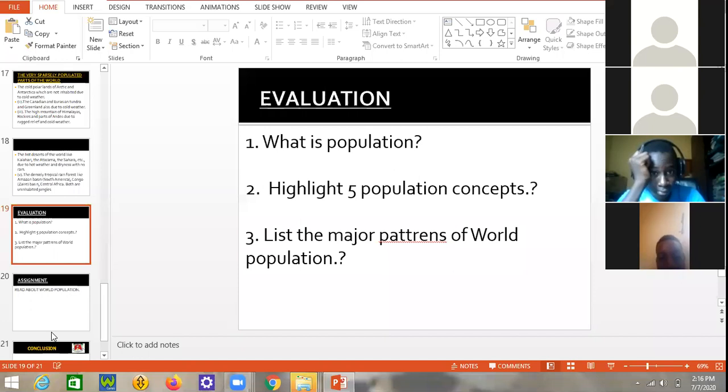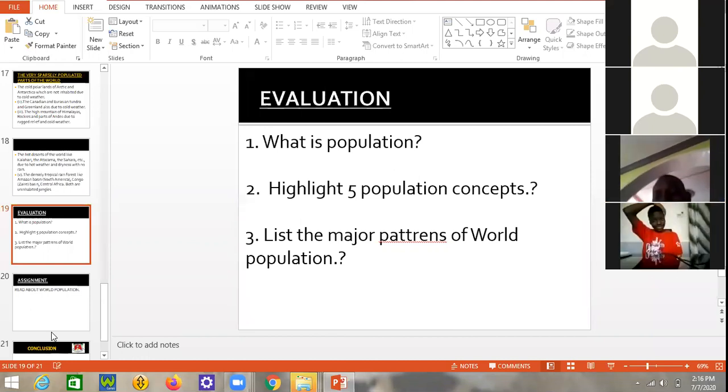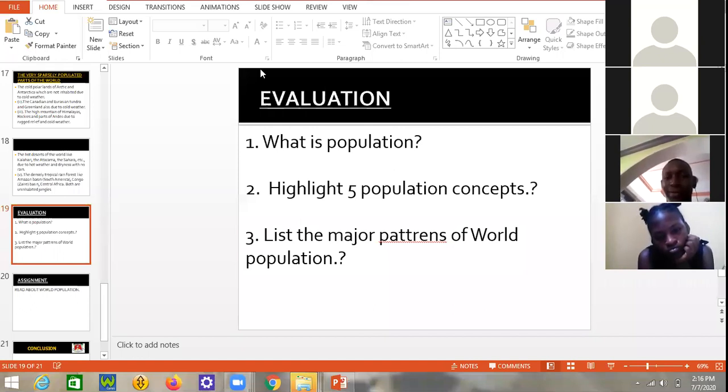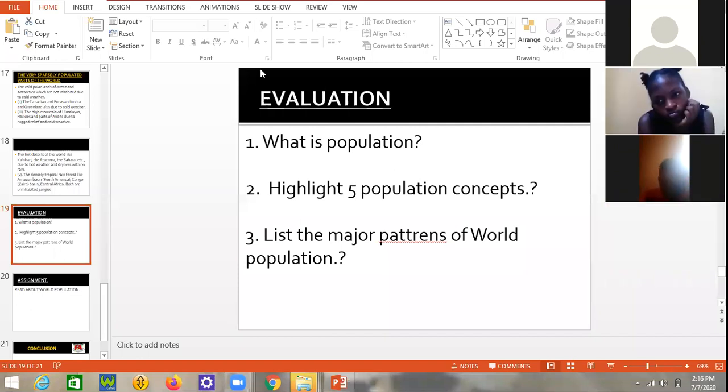Edward, mention one pattern. Sparsely populated areas. Okay, sparsely populated areas. Very good. Okay. Having said that, you are still going to have an assignment.